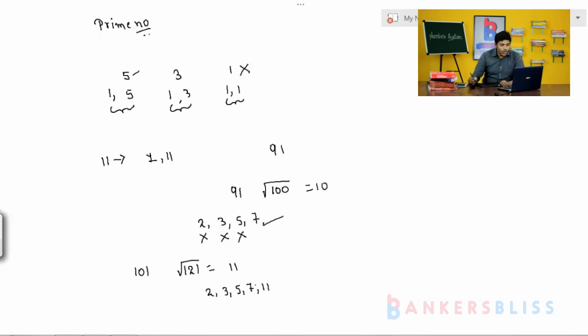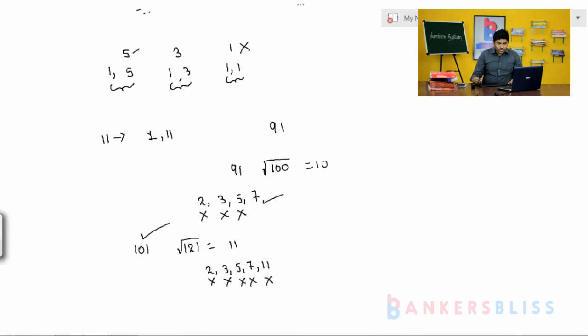Is 101 divisible by 2? No. Is 101 divisible by 3? No. By 5? No. By 7? No. By 11? No. So it is not divisible by any of the prime numbers less than or equal to 11. Therefore, 101 is a prime number. So this is the method we use to find whether a number is prime or not.